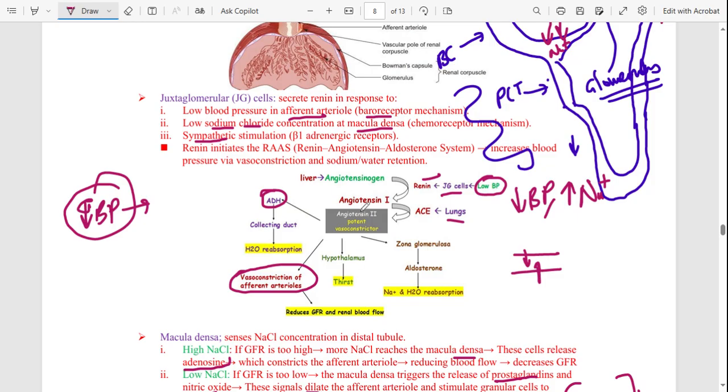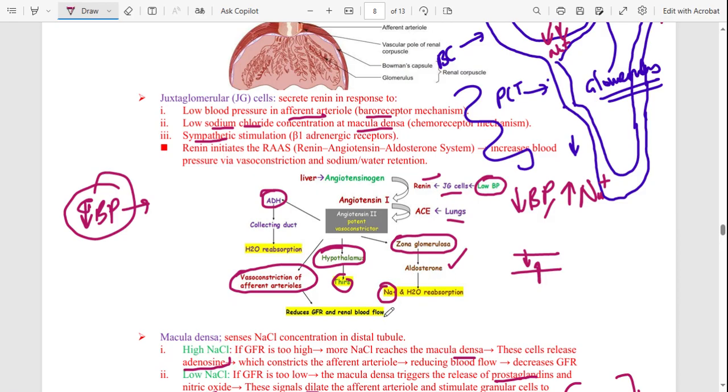And then angiotensin 2 can also stimulate the hypothalamus to cause thirst so that you can drink a lot of water, because remember you have got a low BP. Angiotensin 2 can also stimulate the adrenal gland. The adrenal gland has a cortex and a medulla. The cortex has got the zona glomerulosa, zona fasciculata, zona reticularis, specifically the zona glomerulosa, which releases aldosterone. And aldosterone promotes the reabsorption of salt.